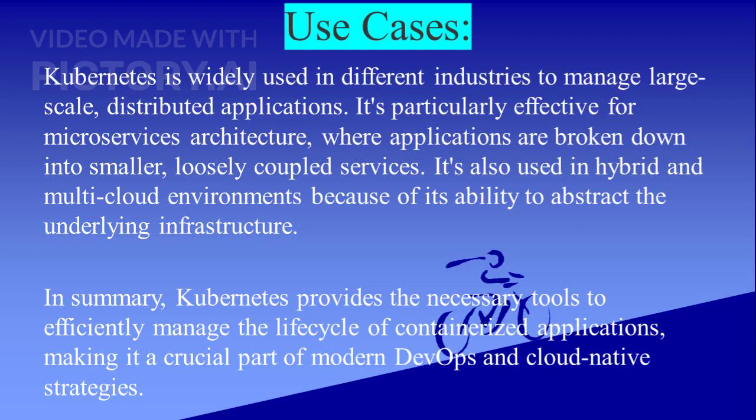Kubernetes is widely used in different industries to manage large-scale, distributed applications. It's particularly effective for microservices architecture, where applications are broken down into smaller, loosely coupled services. It's also used in hybrid and multi-cloud environments because of its ability to abstract the underlying infrastructure. In summary, Kubernetes provides the necessary tools to efficiently manage the lifecycle of containerized applications, making it a crucial part of modern DevOps and cloud-native strategies.